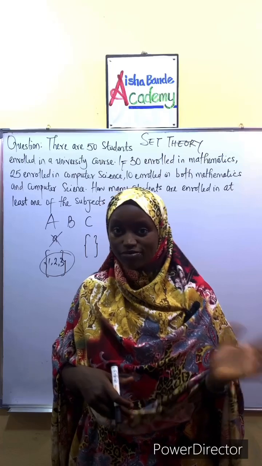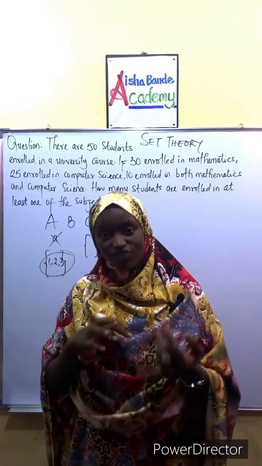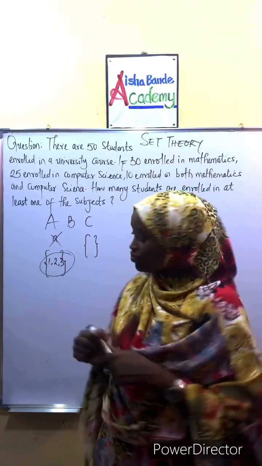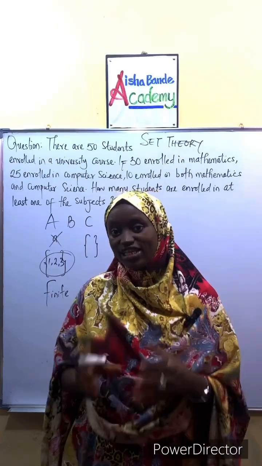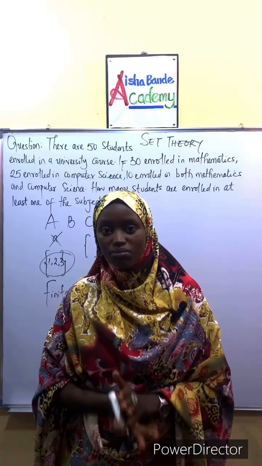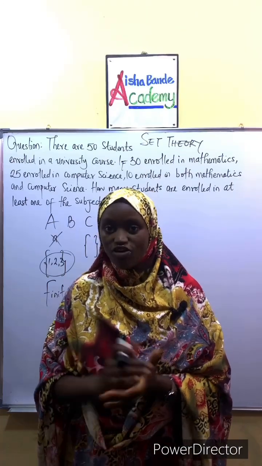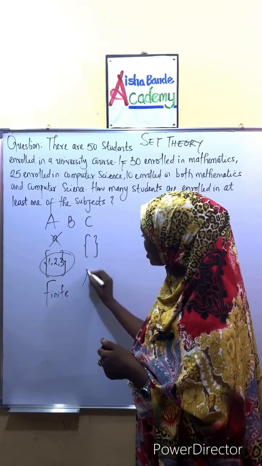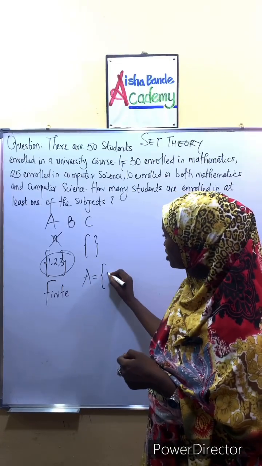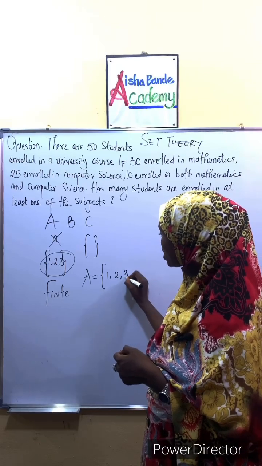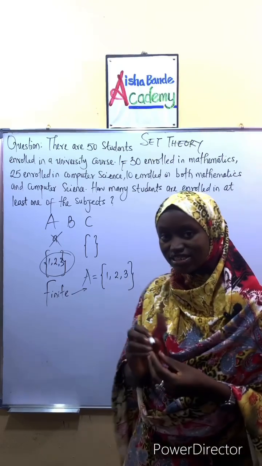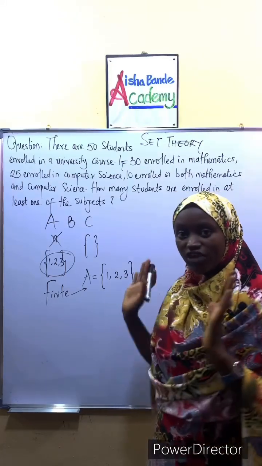Let's move on to the types of sets. The first type of set I want to discuss is the finite set. A finite set is simply a set that has a limited number of elements. For example, if you have a set A given with elements one, two, three, this is what we call a finite set, because it has a limited number of elements.